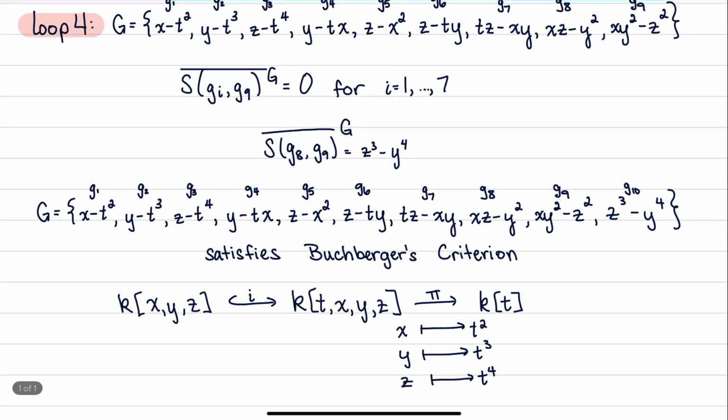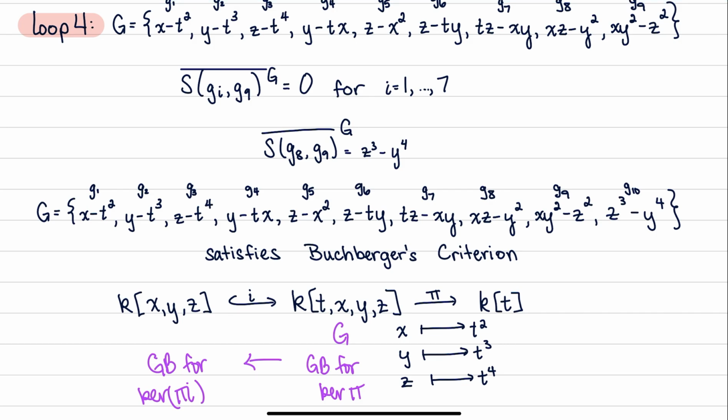Okay, so back to now that we have this thing, what are we doing with it again? This G is a Gröbner basis for the kernel of pi. So we can take it, send it back, and we'll get a Gröbner basis for the kernel of pi after I. So what do we need to do to send it back? We just need to look at only the elements that don't have any t's in them.